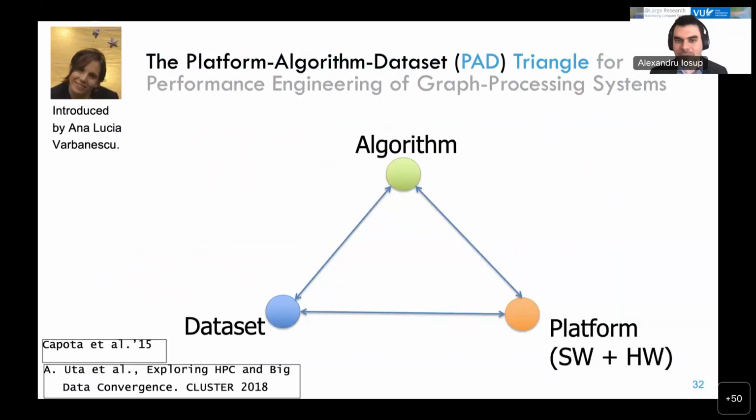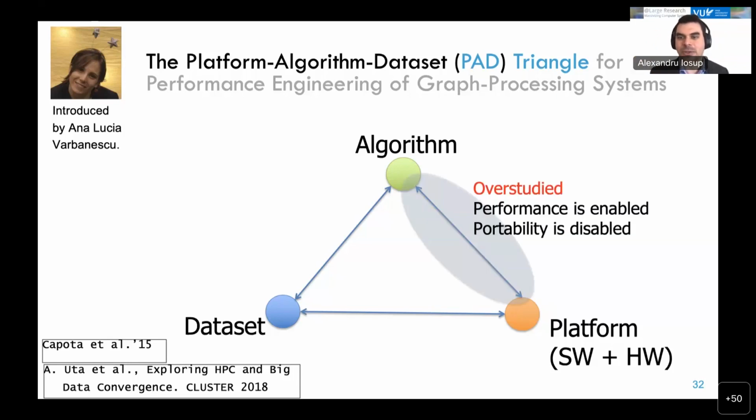I won't go through all the results we've gotten. We've done close to 10 years of measurement. The observation which Ana Lucia Varbanescu introduced in the community is simply that the PAD triangle is a function that needs to be explored and understood, the function of platform, algorithm, and dataset impact on performance. And you can't typically get away with any two or any single element that you take here. You can't predict performance by just measuring, for instance, performance for different algorithms.